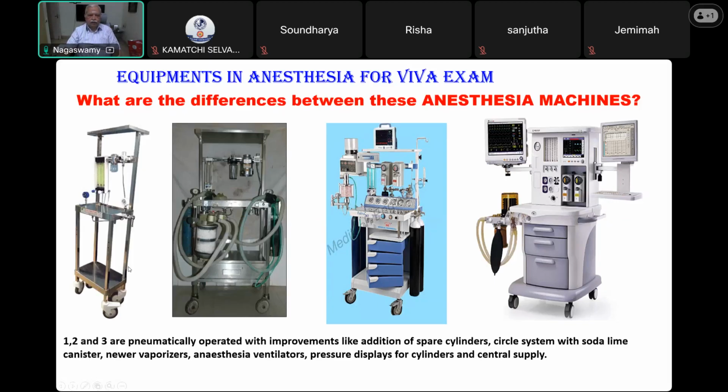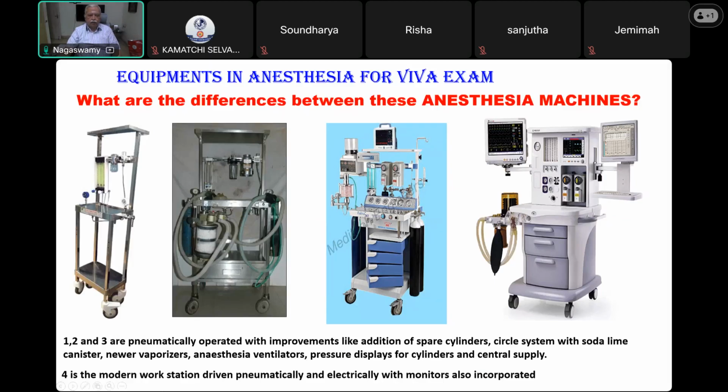So machines 1, 2, 3 are pneumatically operated, with gradual improvements like addition of spare cylinders, circle system with soda lime, new vaporizers, anesthesia ventilators, and pressure display for cylinders and central supply. And of course, the monitors are optional. Some you have to buy as an extra addition; it doesn't come with the machine. But nowadays we do buy them all together when it comes to a workstation.